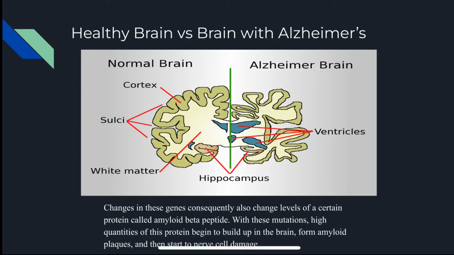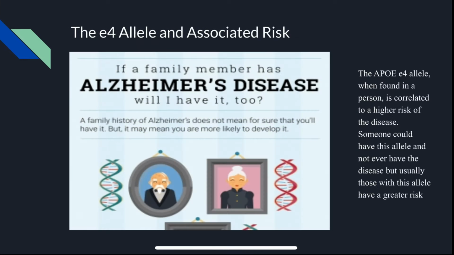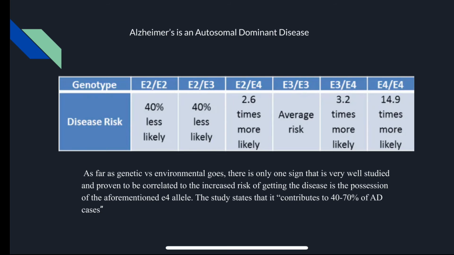to damage nerve cells. On the other hand, late-onset Alzheimer's disease is not hereditary, but there is a certain factor that could run in families that can increase the risk of getting it. The APOE4 allele, when found in a person, is correlated to a higher risk of the disease. Someone could have this allele and not ever have the disease, but usually those with this allele have a greater risk. As far as genetic versus environmental goes, there is only one sign that is very well studied and proven to be correlated to the increased risk of getting the disease. This is the possession of the aforementioned E4 allele. The study states that it contributes to 40 to 70% of AD cases. Environmental factors that may help to cause the disease include homocysteine, vitamin B12, and cholesterol levels.